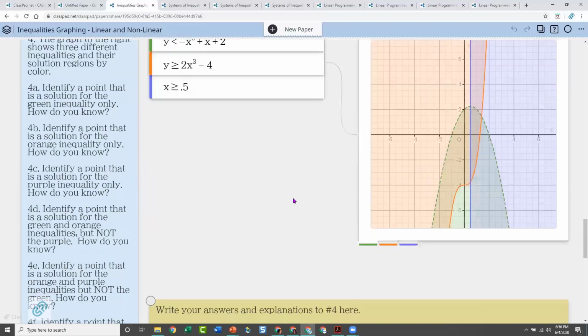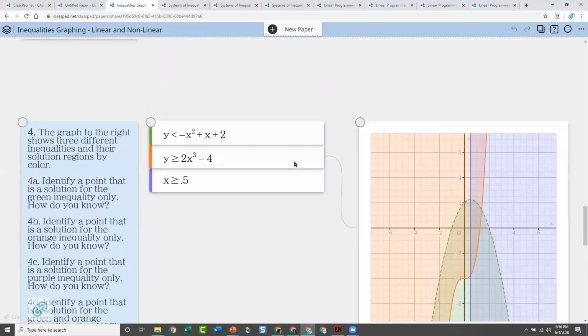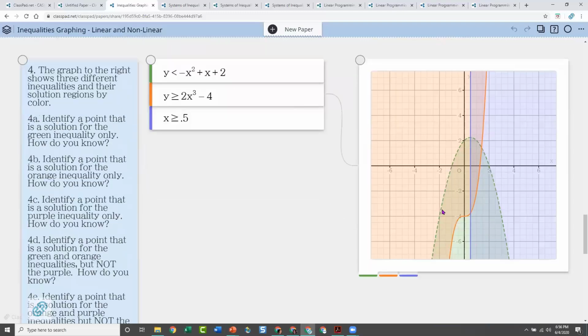And the last one, this is one that I think is more like an application. Here's how many different inequalities?